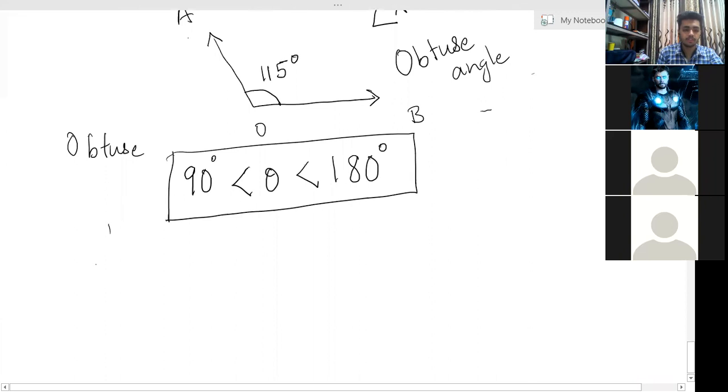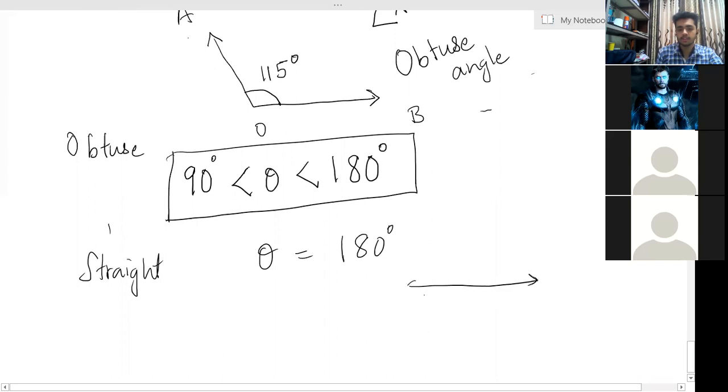Next, straight angle, we discussed that already. Straight angle means theta is exactly equal to 180 degrees. That is similar to this, where the ray has rotated all the way till it comes to the opposite direction, 180 degrees.